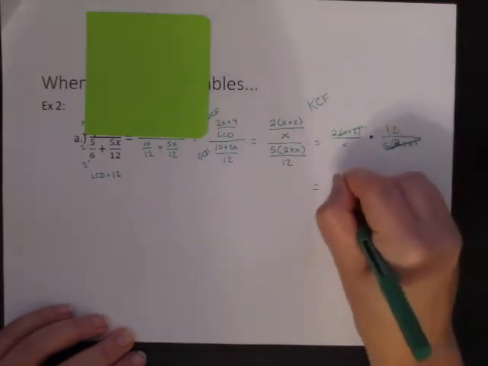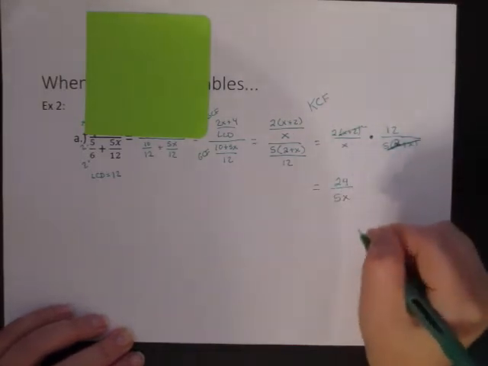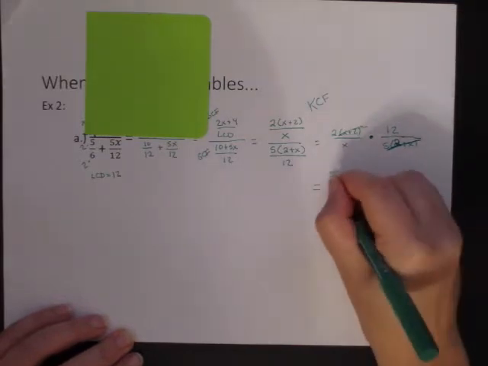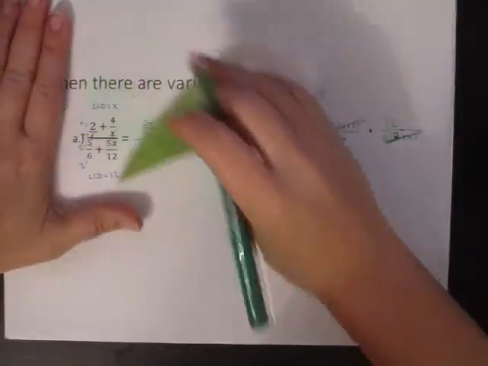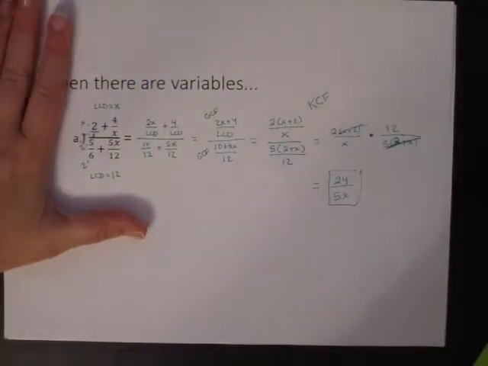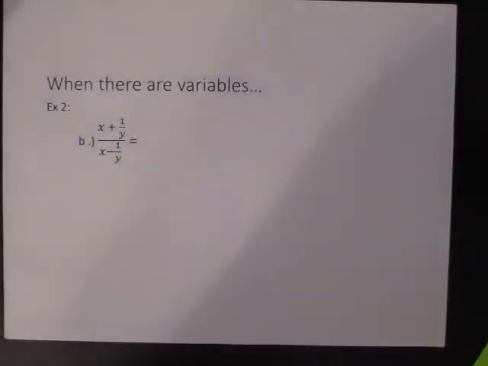So 2 times 12 would be 24. X times 5 is 5x. And that is as far as I can take it. So when there's variables, it takes a little bit more effort, but not much. Okay, let's try another one.